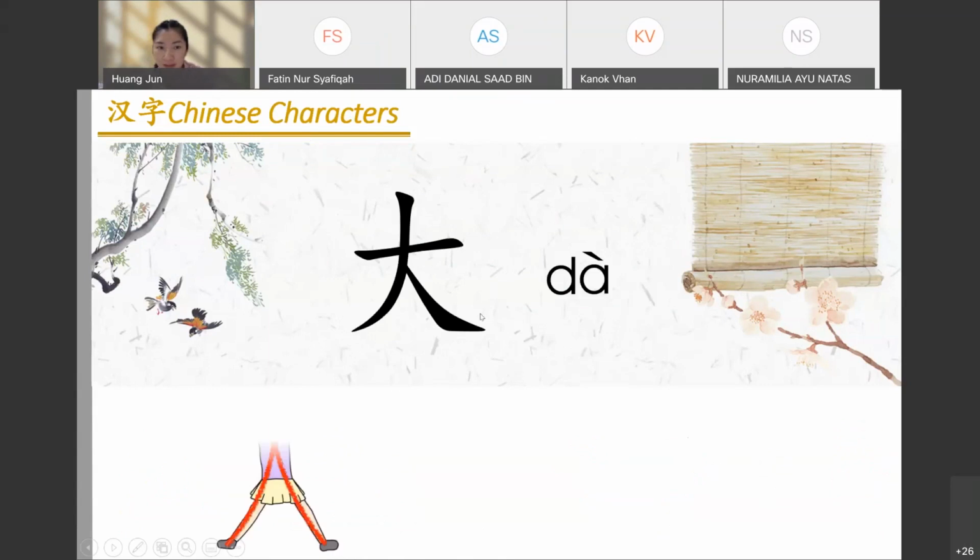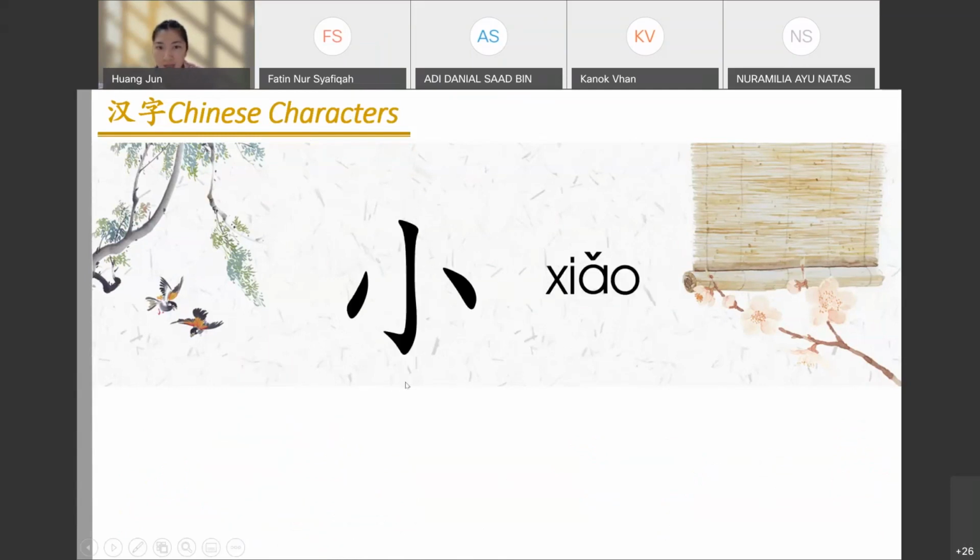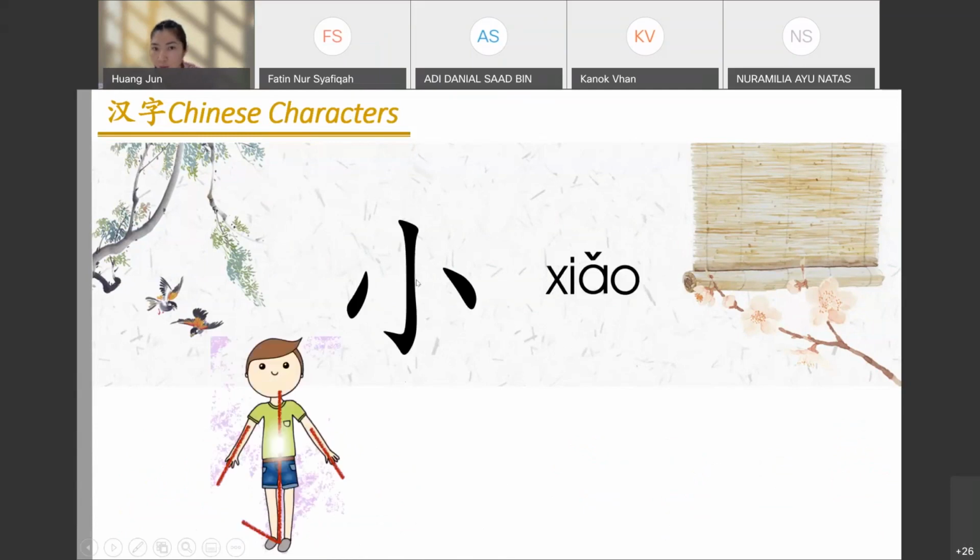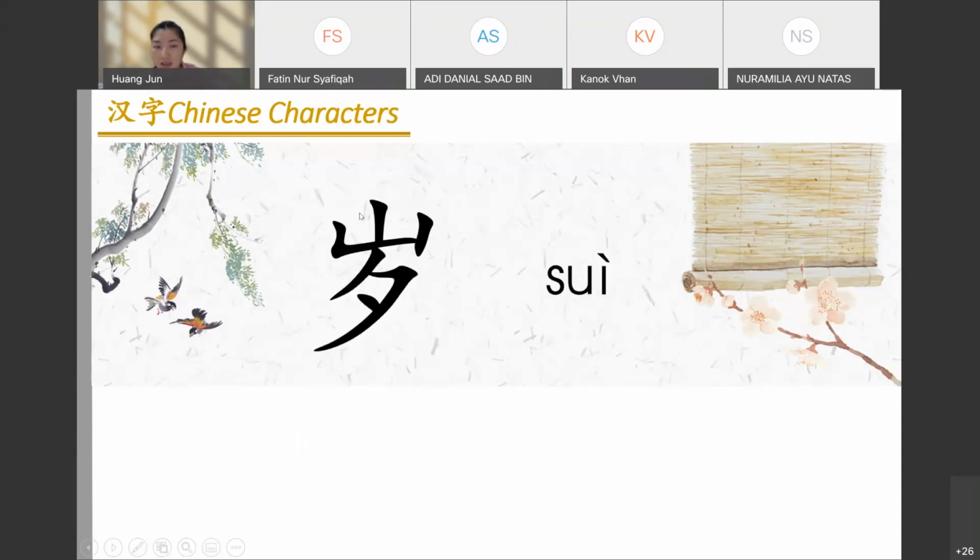Then we have the word 大, which resembles a person stretching her arms. Then we have 小, which means small. It looks like a person standing, placing their arms this way. Then the next word 岁 means years old. For example, 5 years old is 5岁, and 20 years old is 20岁.